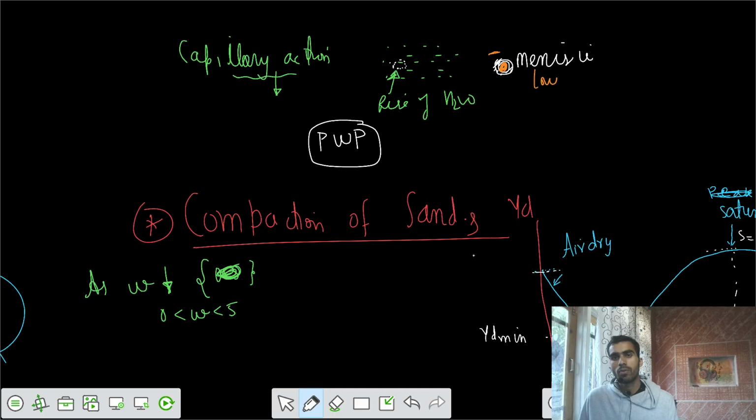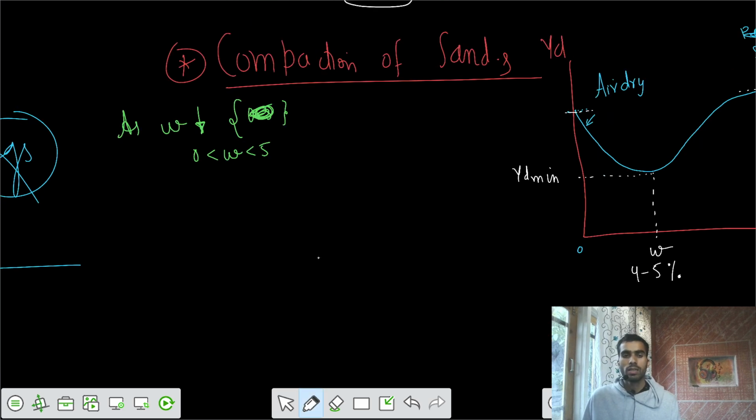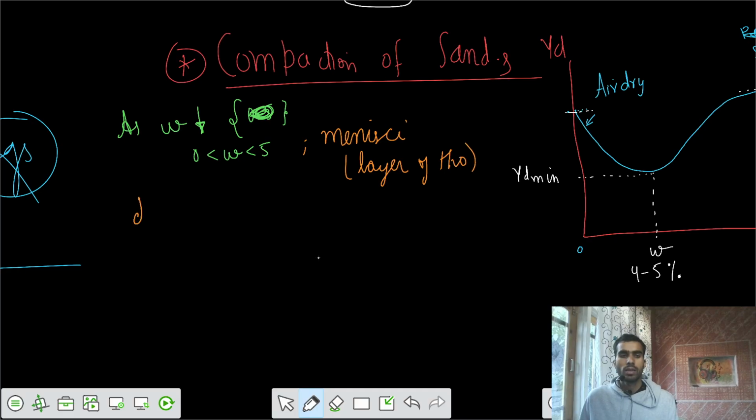Let's say this is a layer of water. It's not allowing those particles to come closer. So we can write that when the water content is in this range, those menisci, that layer of water that developed, does not allow close packing of soil particles.